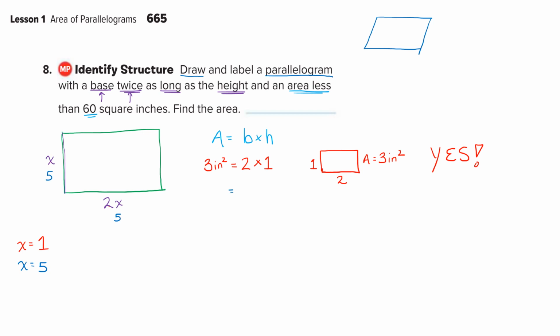So the base is going to be 2 times 5 is 10, and then 5 is going to be the height, so that will be 50 inches squared. So now I have a rectangle here, and the base is 10, and the height is 5, and the area equals 50 inches squared. And is that less than 60? Yes. So there you go. 2 different answers.